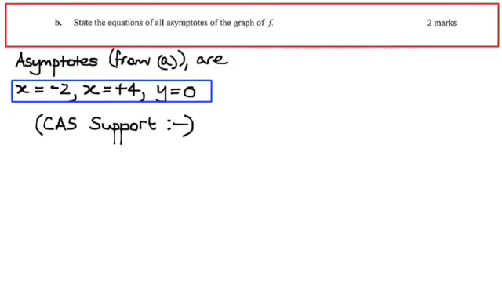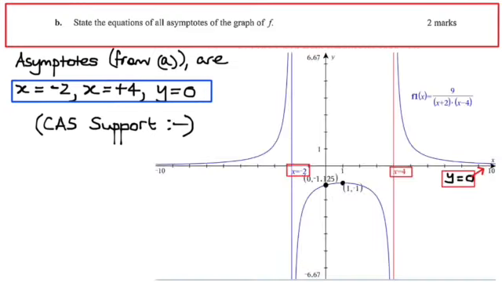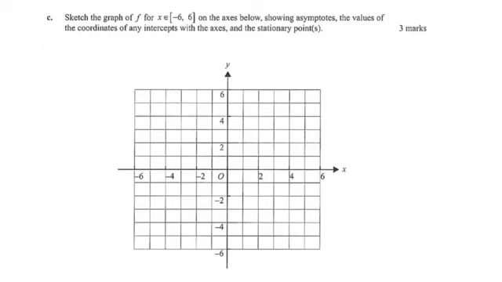If you want some CAS support just to back yourself up, you would do the graph of it, and you would be verifying that you've got x is minus 2, x is plus 4, and also y equals 0. Don't forget the y equals 0. That's the one that students are more likely to forget. Okay? Alright, very good. That was nice and easy.